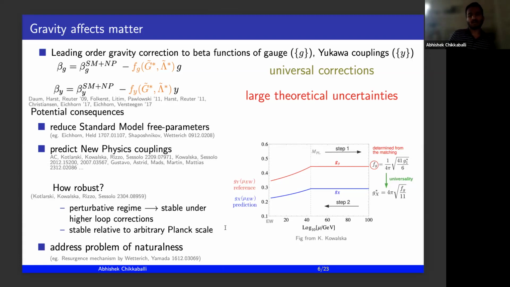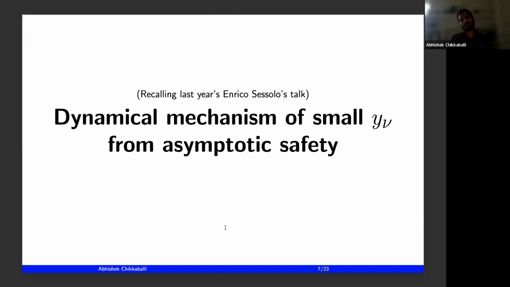A more interesting scenario is that these corrections could also help us address the problem of naturalness, at least some of the problems of naturalness that we would come across. For example, Wetterich and Yamada showed that it's possible to address the gauge hierarchy between the electroweak scale and the Planck scale through what they call the resurgence mechanism. And motivated by such a possibility to address the problem of naturalness, Enrico and Camilla proposed a dynamical way to generate a small Yukawa coupling in this kind of setup. So before I discuss the feasibility of such a mechanism from the gravity perspective, let me quickly recap how this mechanism works and how that can lead to small neutrino masses.